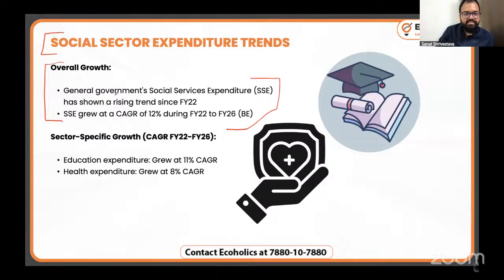General government social service expenditure. Okay. So here you can say social service expenditure grew at a CAGR of 12% during FY 22 to 26. So that is also increasing. If you see sector specific growth in health and education, both are increasing. So welfare architecture is there. Survey says that it's about DBT, if it's about Aadhaar based identification, Jan Dhan accounts, mobile based delivery. So they continued with high DBT volumes with reduced leakage.